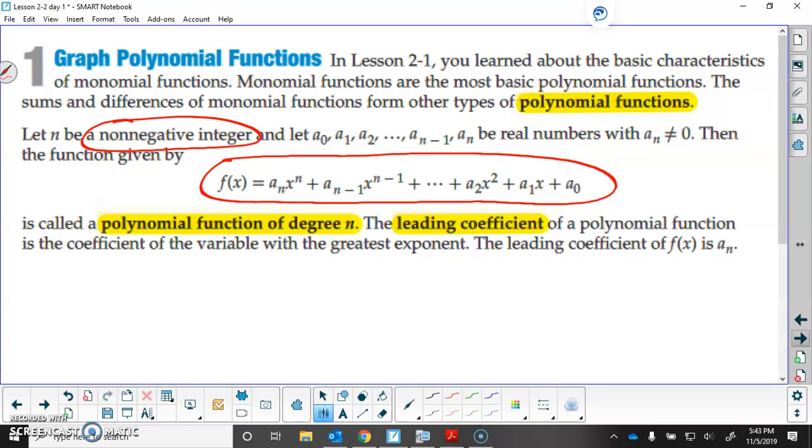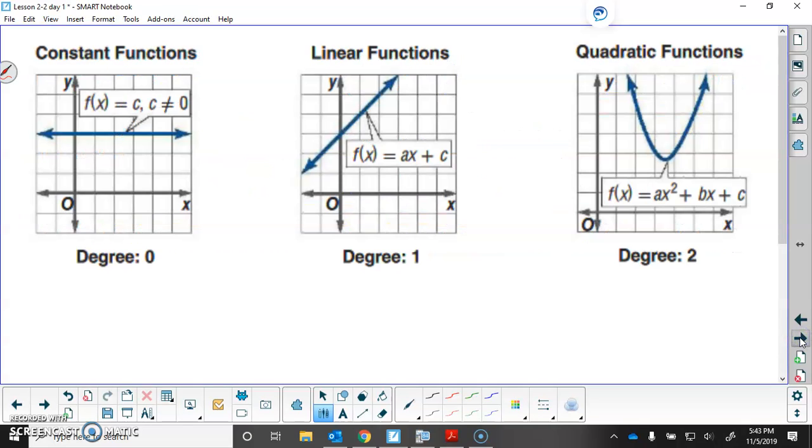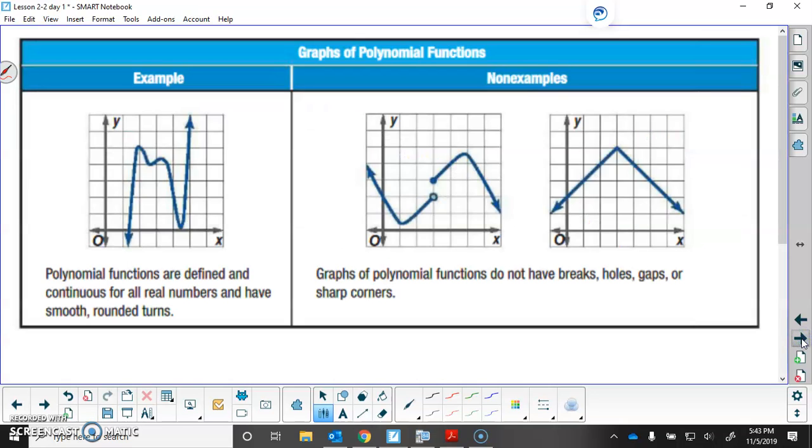Keeping that in mind, polynomials have degrees. You can see these three pictures. If the degree is 0, it's just a constant function. If the degree is 1, it's a linear function. If the degree is 2, it's a quadratic. And it can keep going up to degree 3, 4, 5, etc. So those are some examples of polynomials.